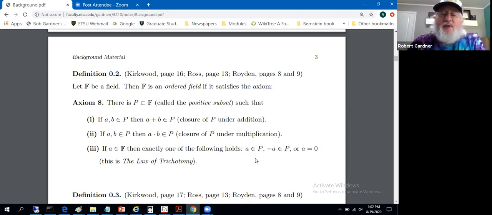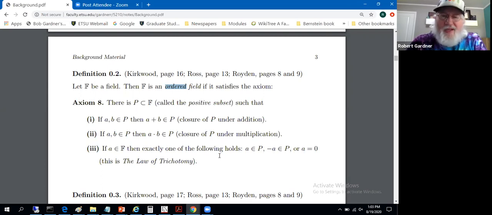And there's 3 kinds of field elements in an ordered field. There are the positive elements, the elements of P, the elements whose additive inverse is positive, you might want to call those negative elements of the field, and then there's the additive identity, there's 0, which is neither positive nor negative. Law of trichotomy.